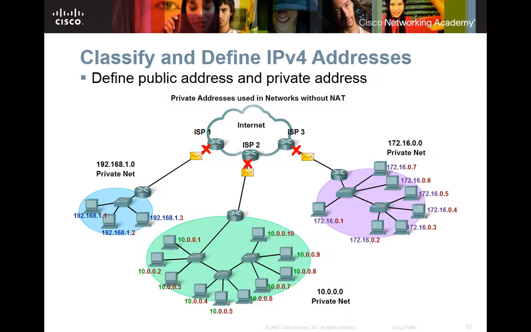And what are my private networks? The 10 network, the 172.16 network, and the 192.168 network. The 10 is the private network for Class A addresses. The 172.16 is the private for Class B addresses. And the 192.168.1 is for Class C addresses.